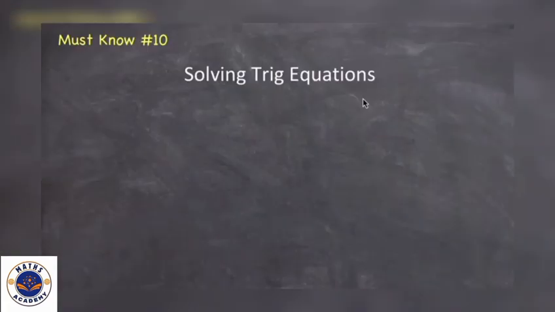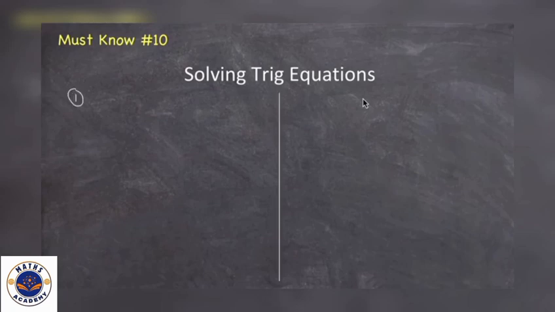Must know number 10, solving trig equations. I'm going to give you two trig equations to solve. The first one is sine x equals negative 1 over root 2. And for this one, I only want the solutions between 0 and 2 pi, which means only the solutions in the first cycle of this function. Since sine is a periodic function, there's going to be an infinite number of times it's equal to negative 1 over root 2. So by restricting the domain, I'm only asking you for two of the answers in this case.